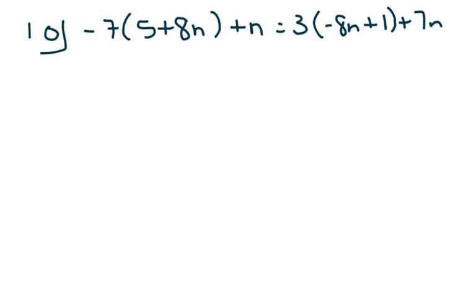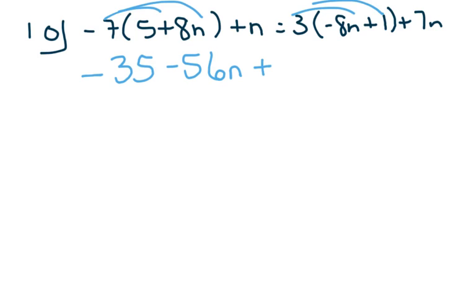Okay, last one. Go ahead and distribute first on both sides of the equation. We get negative 35 minus 56n plus a n, or 1n. And then we have negative 24n here plus 3 plus 7n. I'm going to combine like terms. In this case, I'm going to combine those two.